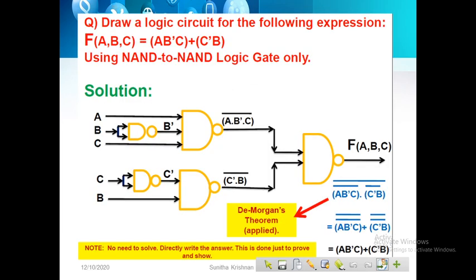So this is just for your information. This is a logic circuit for the following expression using only NAND gates. NAND gates and NOR gates are known as universal gates. Why? Because only with the help of NAND gates we can realize all the other gates, that is the OR gate, AND gate, and inverter, that is negation. All these things can be done with the help of the NAND gate. Similarly, it can be done with the help of the NOR gate also. That's why they are known as universal gates.